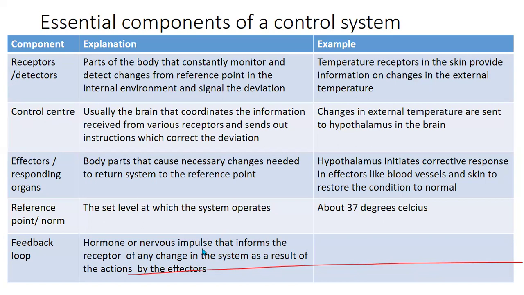Now, the feedback loop is either nervous or hormonal in nature. So the feedback loop can be orchestrated or under the control of the hormonal system, or it may be under the control of the nervous system, or it may involve both nervous and hormonal systems. Okay? Yeah, so it's very, very important.